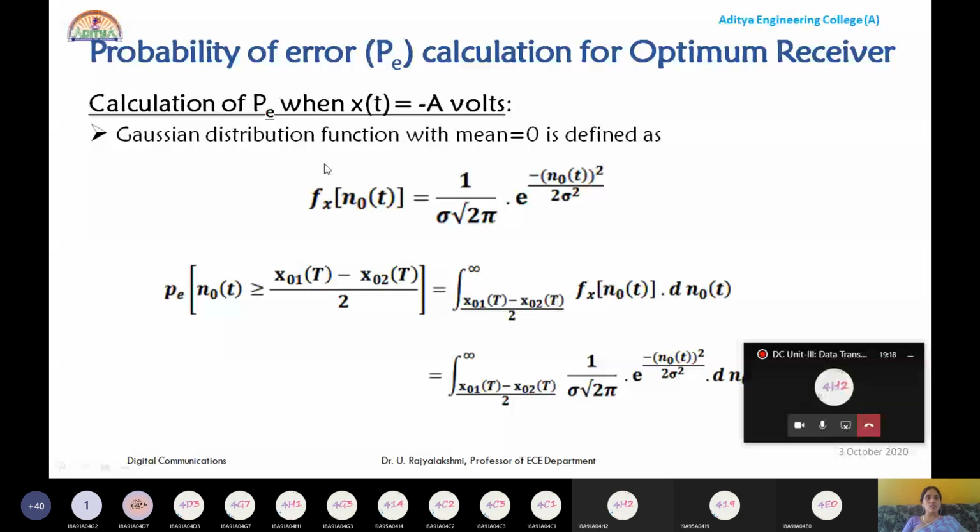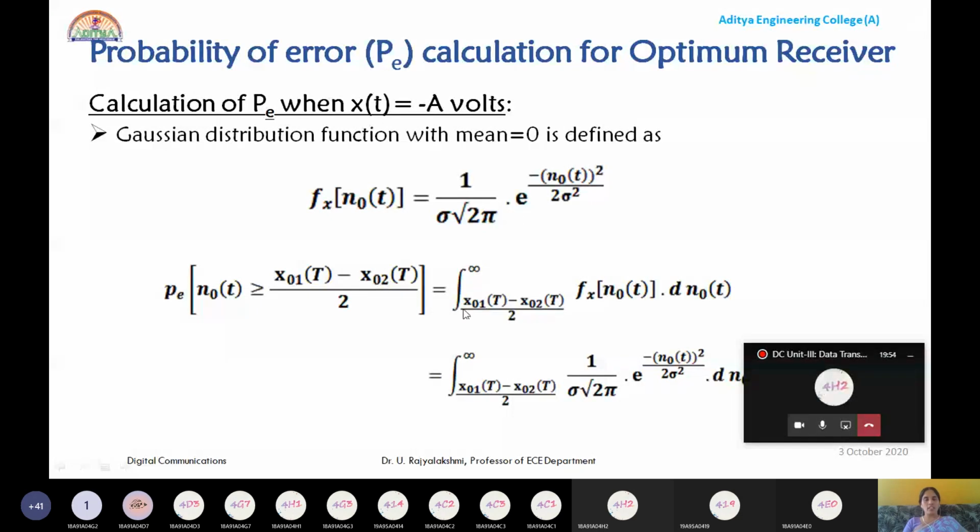And we started the calculation of the Gaussian distribution. So we used the same Gaussian distribution with mean 0, and directly represented the same expression. Here we are going to calculate the probability of error when x of t is at minus A volts. Whenever x of t is at minus A volts, the probability of error will occur whenever our noise component is greater than or equal to the upper threshold boundary, that is x naught 1 of t minus x naught 2 of t divided by 2.